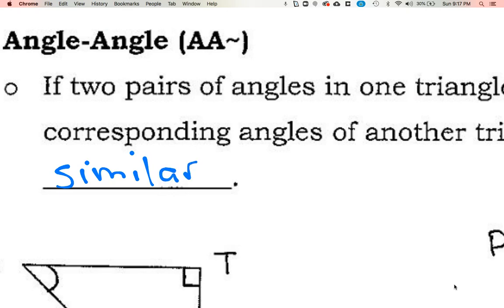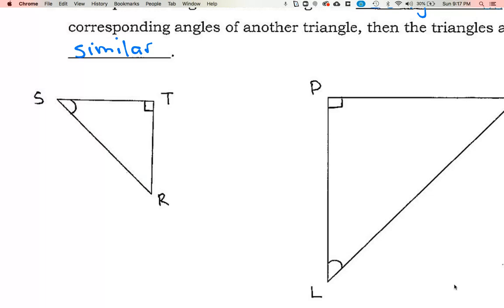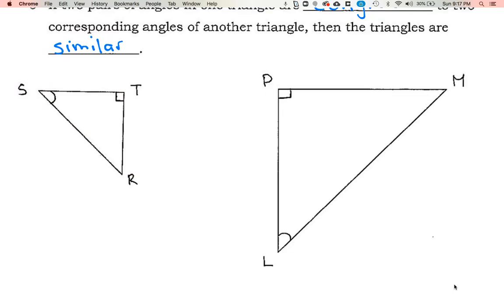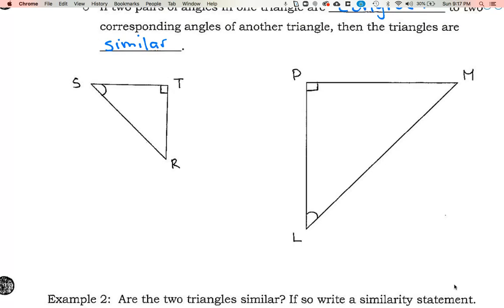Now listen, we can make this angle, angle, angle, but we're just making it easier on us because we know that all three angles add up to 180. So if these two angles are the same as these two angles, then M and R have to be the same. So we're basically assuming that, we're deeming that true. Remember, the whole point of this is to shorten our process to show that the two triangles are similar. So we just have to find two pairs of congruent angles.